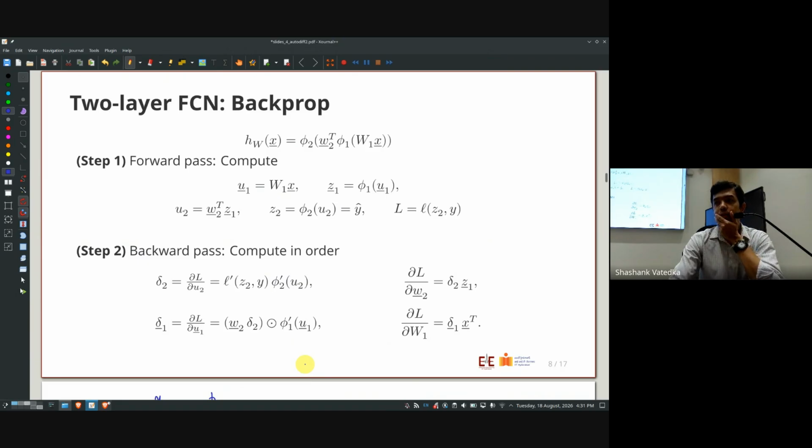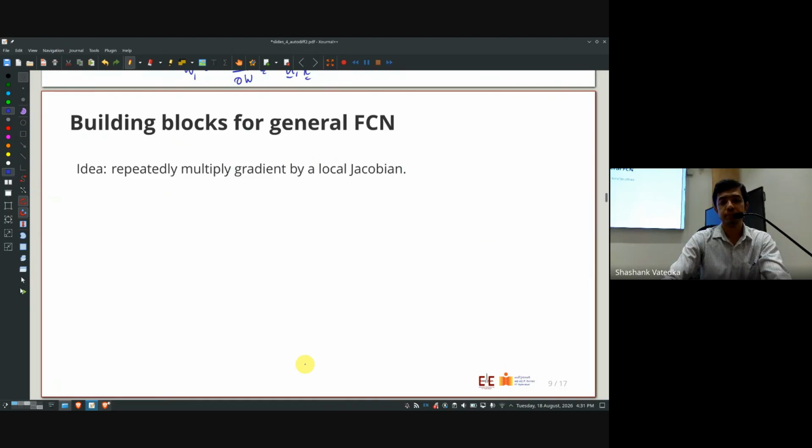Right? Now, the advantage of a fully connected neural network is that essentially it's the same kind of operations being performed in every layer. So it's the same set of operations that happen at every single layer. Yeah, question?